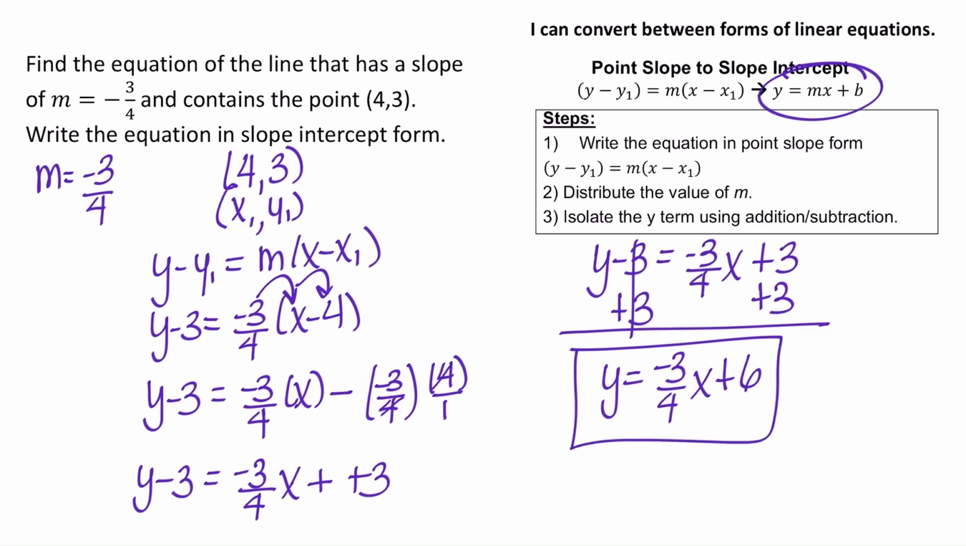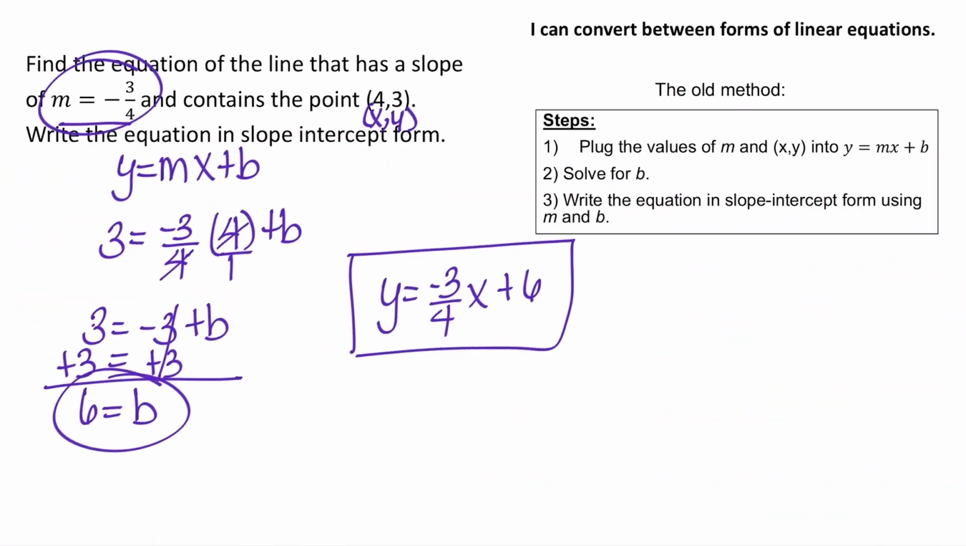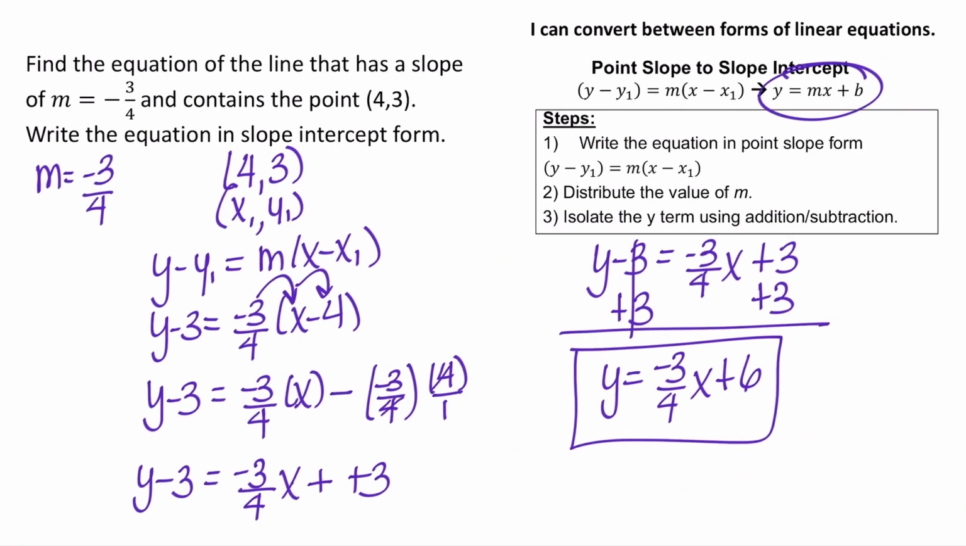So you see, it doesn't matter how I do this problem. Either way, I get y equals negative 3 over 4x plus 6. So you can choose your favorite method and use that to solve these problems. I'm going to continue doing them with point-slope form because that is what we're doing in today's lesson.